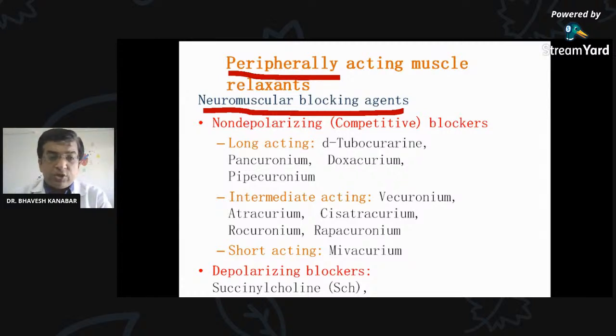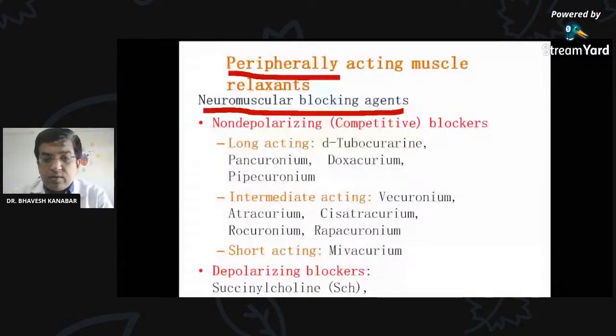I have asked the question why these peripheral muscle relaxants are also called neuromuscular blocking agents. The answer is itself in the previous explanation. Is my voice clear and audible? Okay, some of the students are saying yes. Because the site of action is the neuromuscular junction. Very good. So you have understood the previous slide very well, because it is acting on the neuromuscular junction.